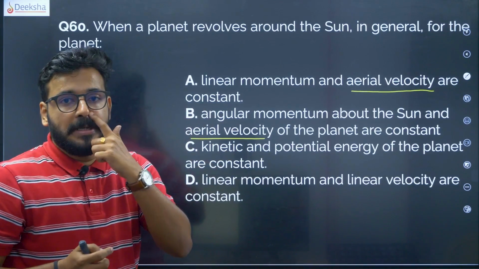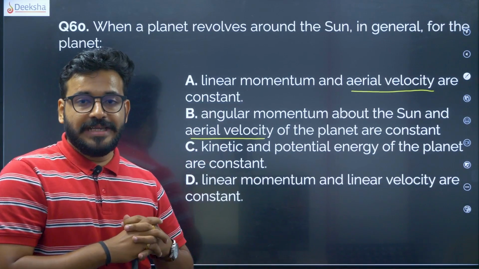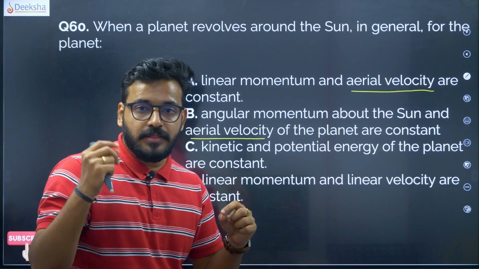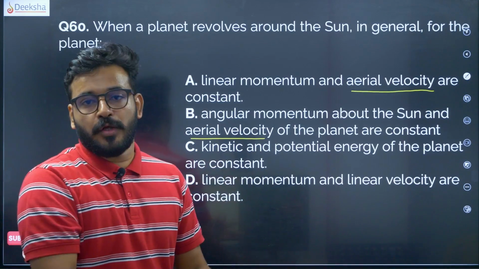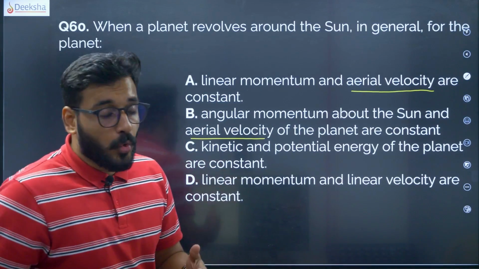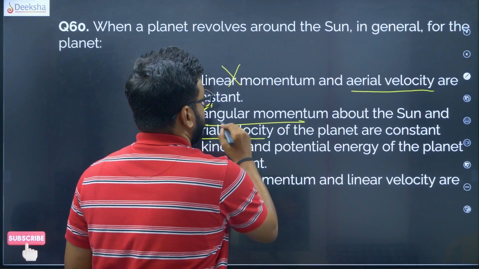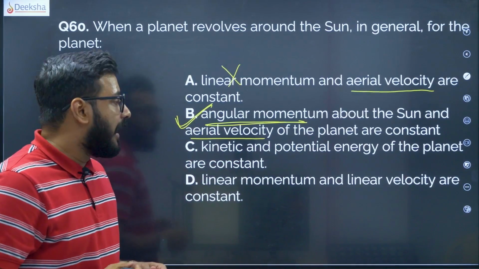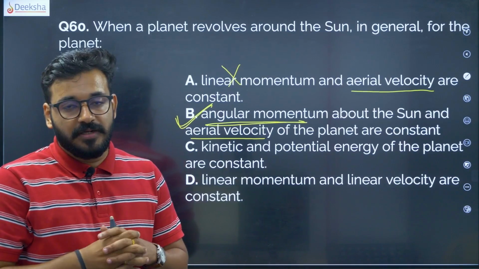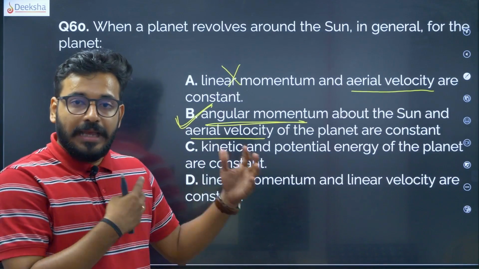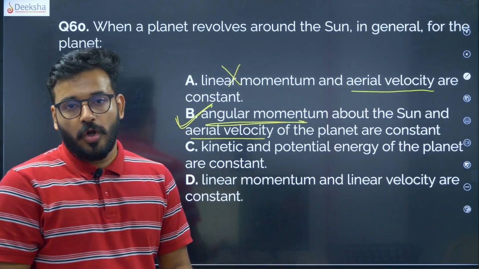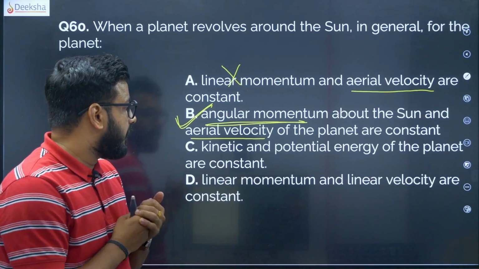But linear momentum, is it constant at every point in the orbit? Does it have the same velocity? Does it have the same momentum? No. So linear momentum is actually wrong. The correct answer is angular momentum. So both angular momentum and the aerial velocity remain conserved. Okay, so aerial velocity is constant, angular momentum is conserved, that means it is constant. Okay, so the angular momentum and aerial velocity is constant.